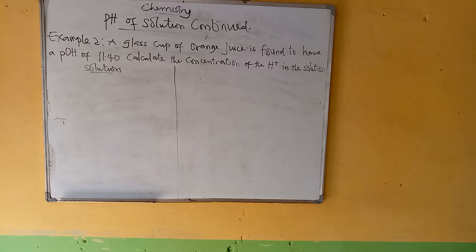A glass cup of orange juice is found to have a pOH. They gave the value of pOH to be 11.4. They now ask us to calculate the concentration of the hydrogen ion in the solution.